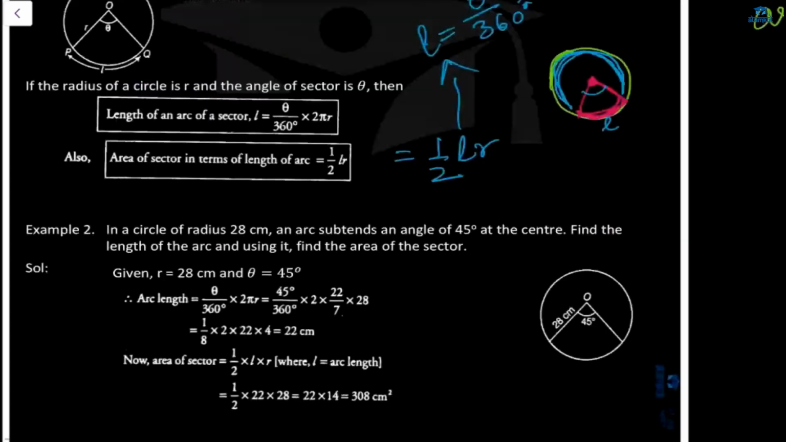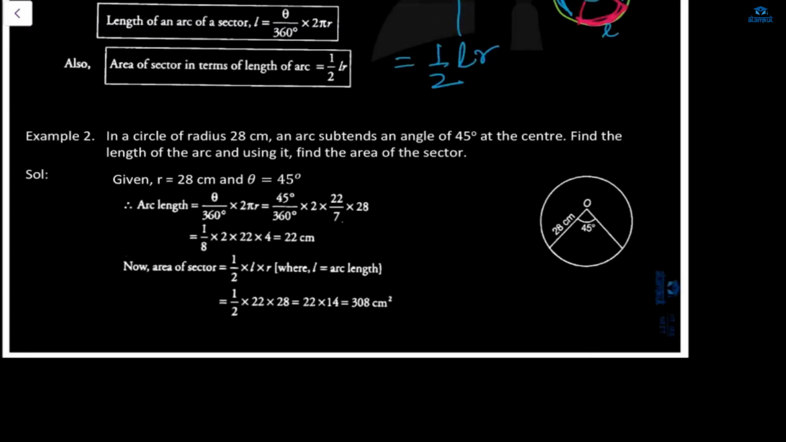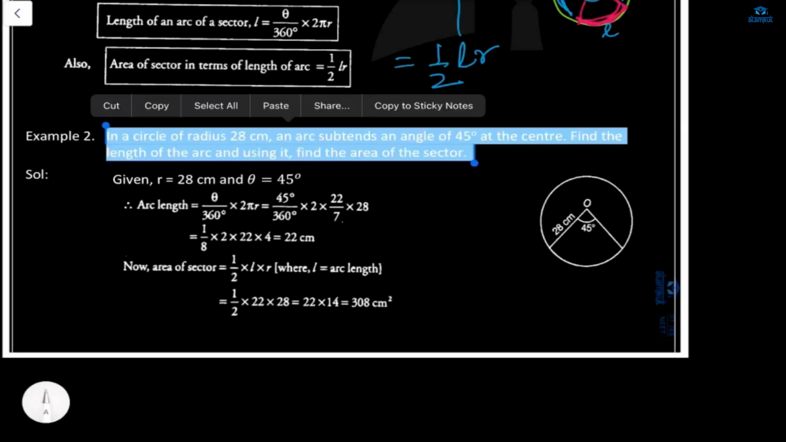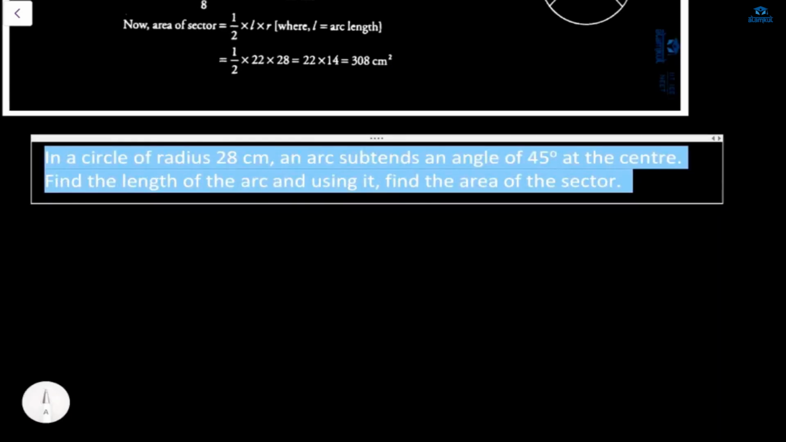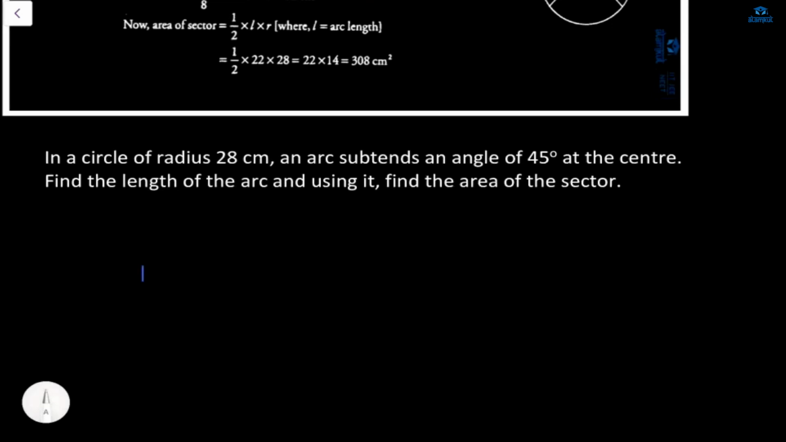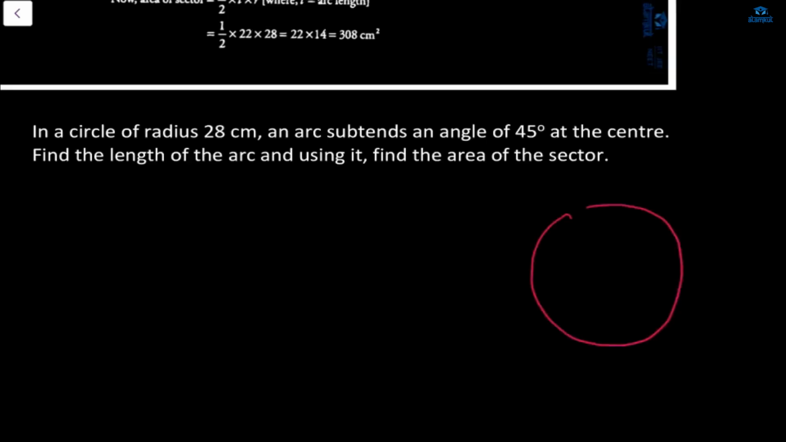Any doubt in the length of an arc of a sector? No. Okay, now let's see the question. I think this is your easiest chapter. In a circle of radius 28 centimeter, an arc subtends an angle of 45 degrees at the center. Find the length of the arc and, using it, find the area of the sector.